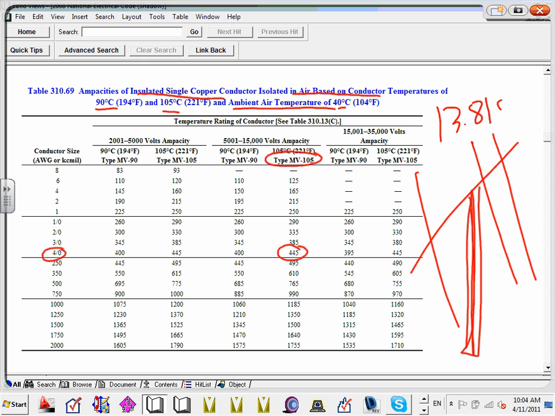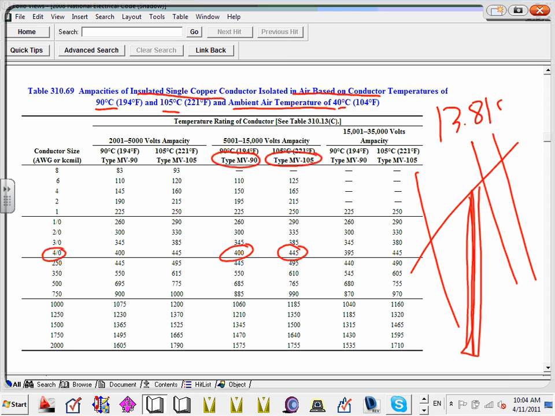Anything less than number 8, don't you even think about it. They don't use it in medium voltage. Any questions, guys, on how to use this one? If you use a cheaper insulation, which is 90-degree rated, you still can get 400 amps out of 4-aught.